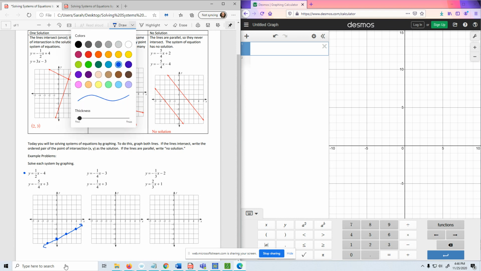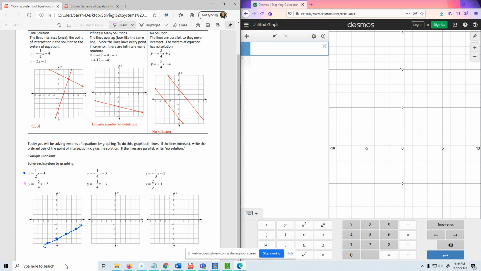I graph this other one in pink. Y-intercept this time is 3. My slope is -5/4, so it's telling me to go down 5 and right 4. I only have room to do that once. I don't have room to go in the opposite direction. Connect those the best I can.